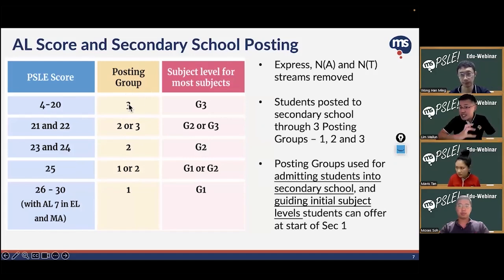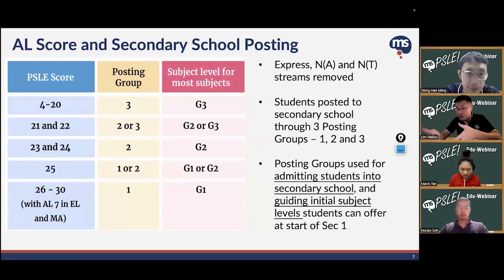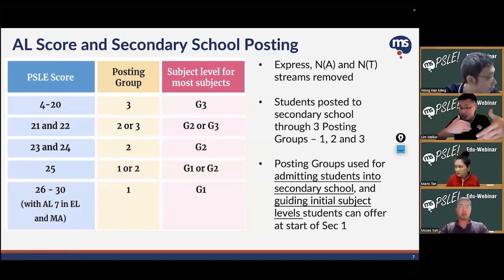Posting group essentially determines at the very start, when you enter into the secondary school, what is your initial subject levels that you will generally take. So you see here G3, G2, and G1, right? What does it mean? Broadly put, you can think of it as G3 will be the highest difficulty level subjects. For example, previously it will be the express level subject. You can think of it that way. So G3 maps to an express level, G2 maps to a normal acad level in terms of the difficulty, and G1 maps to a normal technical level, right?